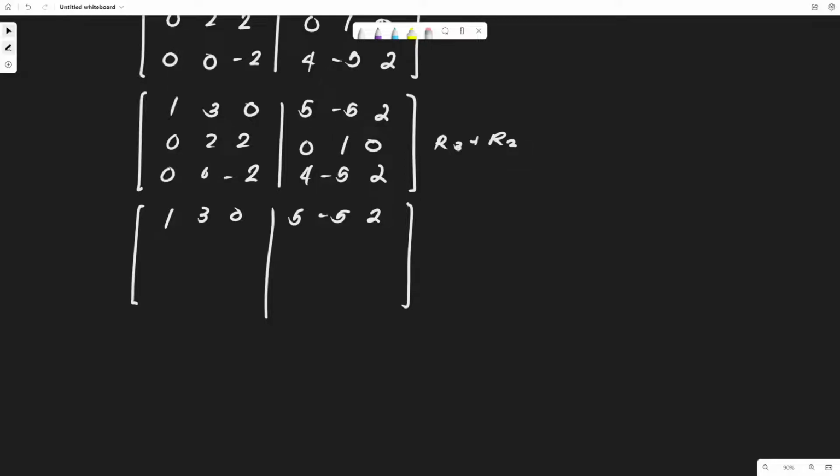Sorry, you are in the middle pala. So, yung baba muna ang kopyahin ko. We have here 0 plus 0 is 0. 0 plus 2 is 2. Negative 2 plus 2 is 0. 4 plus 0 is 4. Negative 5 plus 1 is negative 4. 2 plus 0 is 2. Then, eto na sa taas. So this can be negative 3R2 plus 2R1. And let me double check lang.